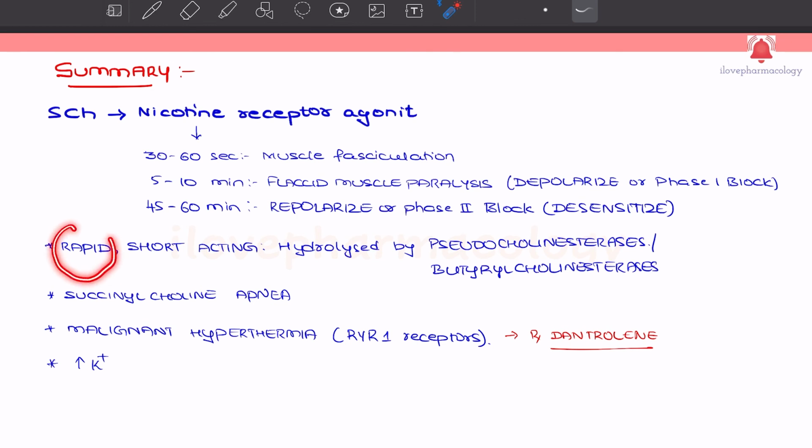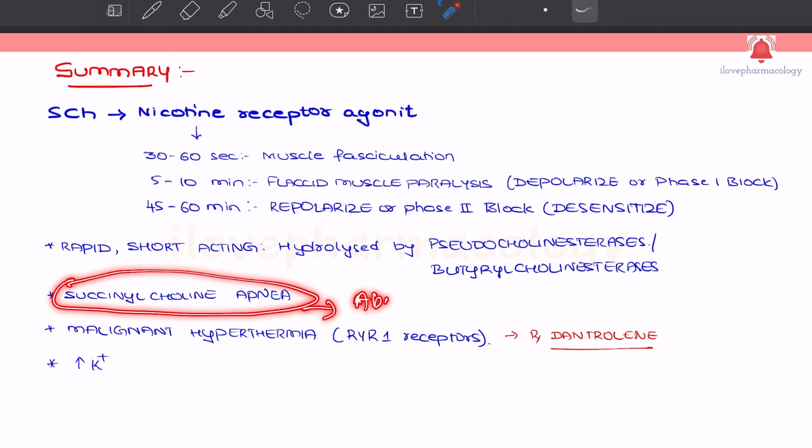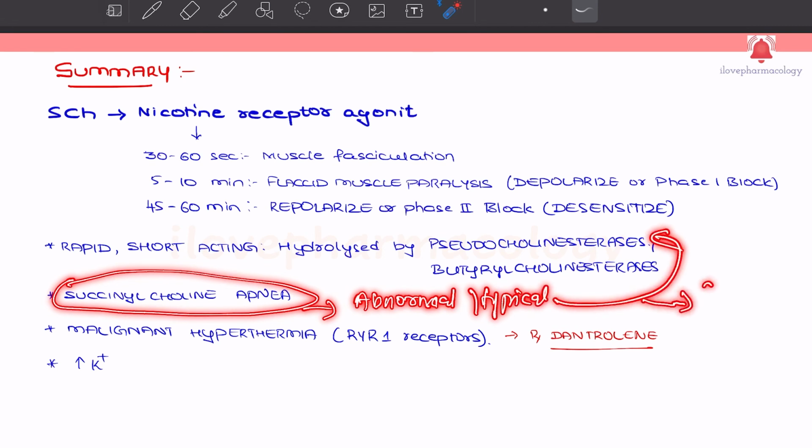So it has a rapid onset of action and short duration of action because it is rapidly hydrolyzed by pseudocholinesterase, which is also called butyrylcholinesterase, which is present in the liver as well as plasma. The adverse effect you should remember with respect to succinylcholine is very, very important. It is succinylcholine apnea. Please remember, if the person has abnormal or atypical pseudocholinesterase, in such individuals the succinylcholine will not be hydrolyzed and its concentration increases. Then, due to the constant muscle relaxation, it can lead to succinylcholine apnea.